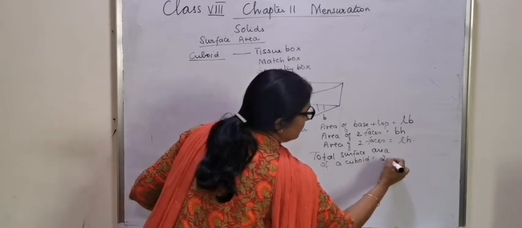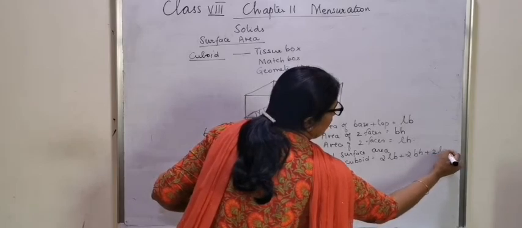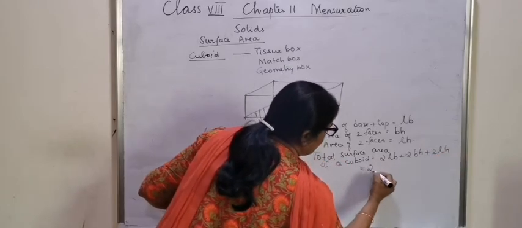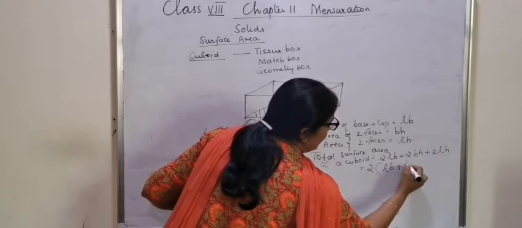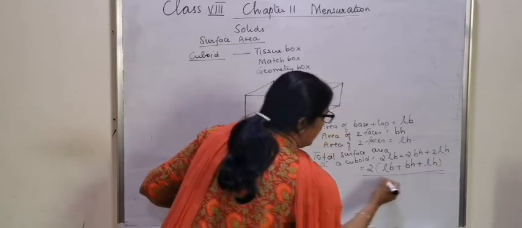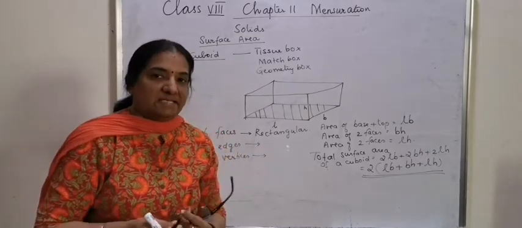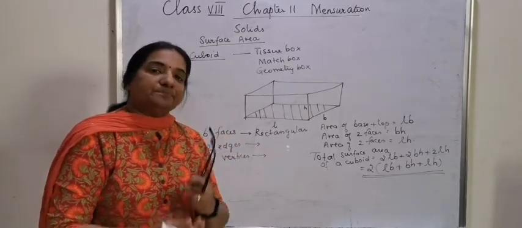It will be 2 times LB, 2 times BH, 2 times LH, or it is 2 into (LB plus BH plus LH). This will be the total surface area of all the 6 faces of the cuboid.